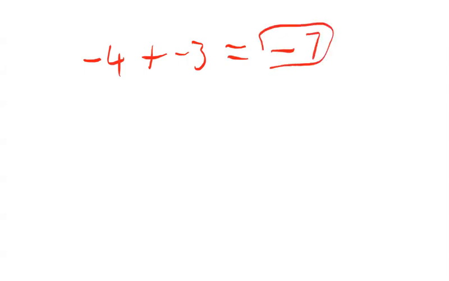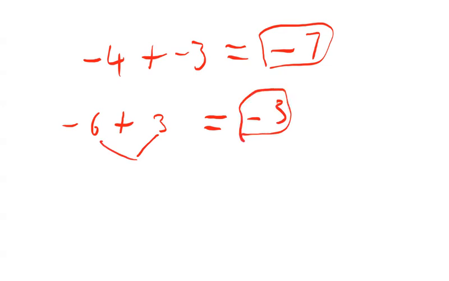Let's try it again so you can get used to it. Let's try to give me the answers very quick. Let's say negative 4 plus negative 3. Signs are the same. We add the numbers. Negative 6 plus 3. Signs are different. 6 is larger. We keep the sign. We find the difference, negative 3.